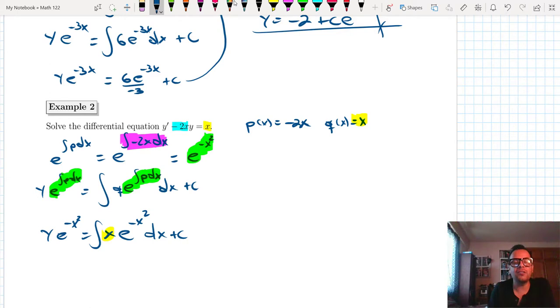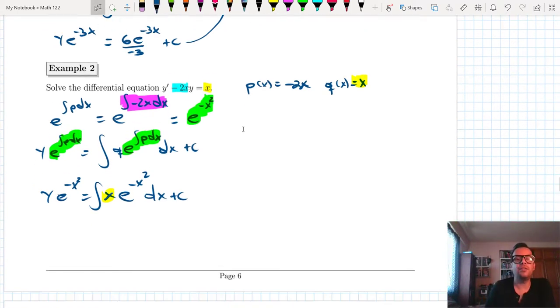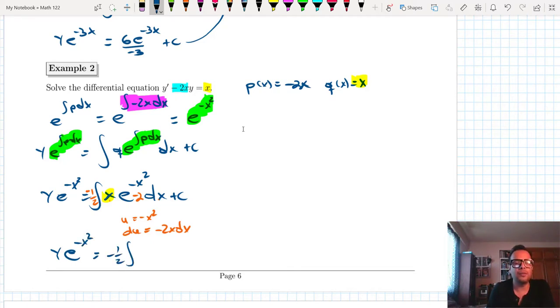So let's evaluate this integral that we have on the right hand side first. Notice in this case we are going to require a u substitution in which u will be negative x squared and the du will be negative 2x dx. So we have the x dx except that we don't have the negative 2. We need a negative 2 provided we divide by negative 1/2. We put a negative 1/2 outside of the integral. So we are going to have y e to the negative x squared equals a negative 1/2 integral of, not u, that's only e to the u du.